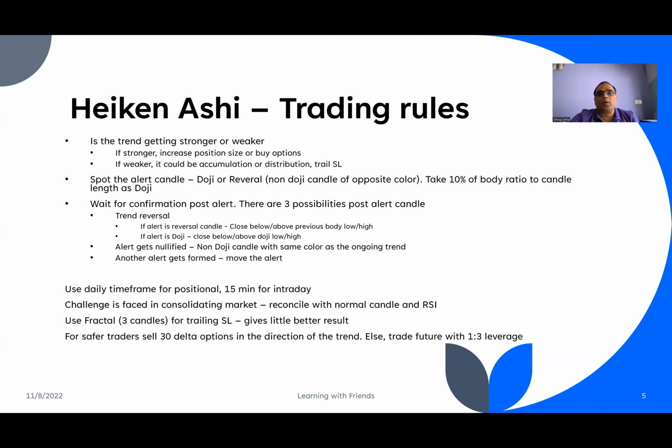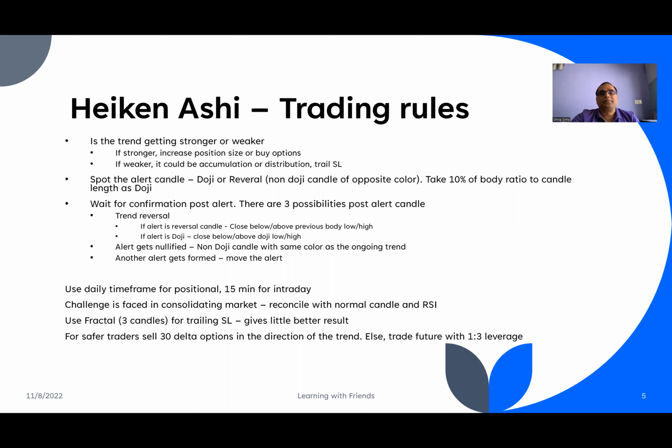Breaking the high or low in case of a doji, breaking the body high or low in case of a reversal candle. So if that happens, then you got the confirmation, you flip the trade. You exit your existing trade, whichever direction it was, and you can take a trade in the opposite direction because the trend has changed.